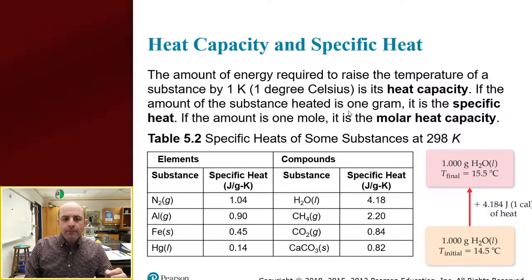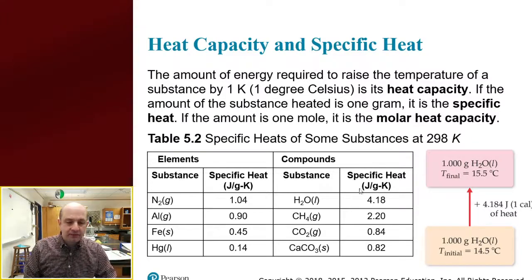All right? Then the other term here is the specific heat. This is, what about 1 gram for that substance? So it doesn't matter if it's 1 gram in a swimming pool or 1 gram in a cup. How much does it take to make 1 gram of that material increase by 1 degree? And that's where we say it's the specific heat. And then the third term here is the molar heat capacity, which is just the same thing but per mole. How much heat per mole?